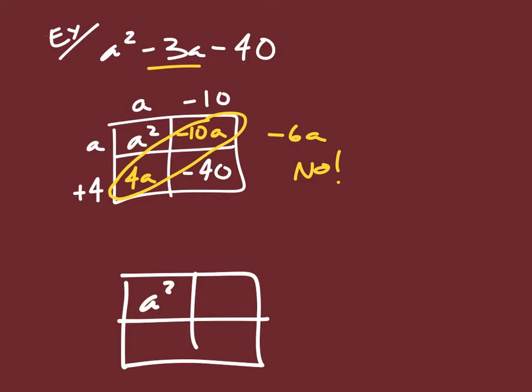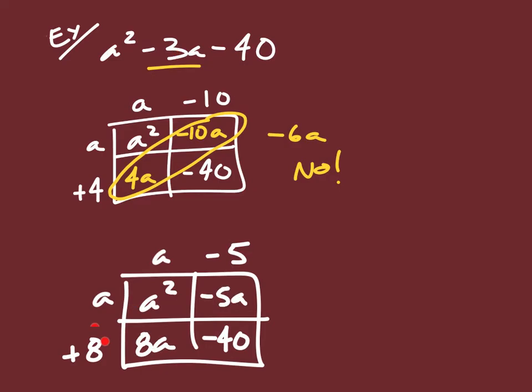All right, so I put a squared here, negative 40 here. Let's just try it again. And so then you've got a times a, and then you go, all right, well, let's try negative 5 and positive 8. Because these two numbers are going to multiply to negative 40. That's the goal. They got to multiply to this, but then add to that middle term. So from here, then you've got 8a, and then you've got negative 5a. Well, when you add those together, you get positive 3a, and that's not the same, so no.